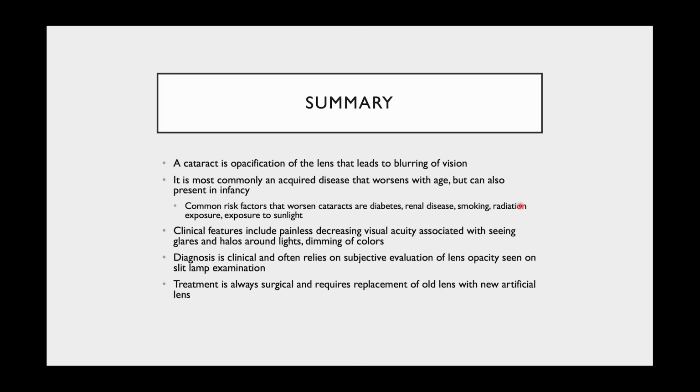So a summary of what we've talked about today. A cataract is opacification of the lens that leads to blurring of vision. Most commonly, it's an acquired disease that comes with age. You can also get it from congenital things as well. We've talked about some of the risk factors that can make it worse or lead to acceleration of the disease. Some of the clinical features of it include painless decreasing visual acuity associated with seeing glares and halos around lights, as well as dimming of colors.